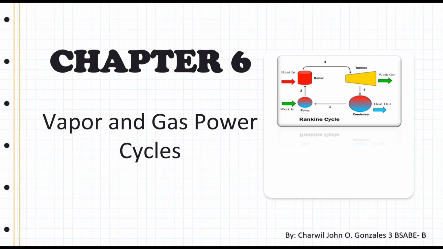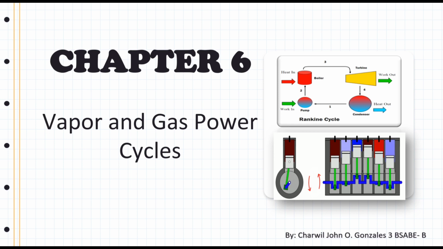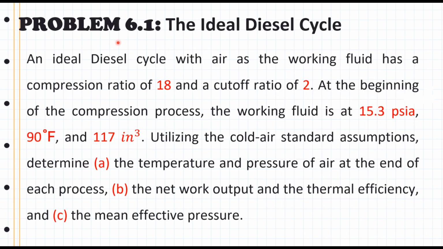In this video, we are going to solve a sample problem in Chapter 6, V4 in gas power cycles. Problem 6.1, the ideal diesel cycle. An ideal diesel cycle with air as the working fluid has a compression ratio of 18 and a cut-off ratio of 2.